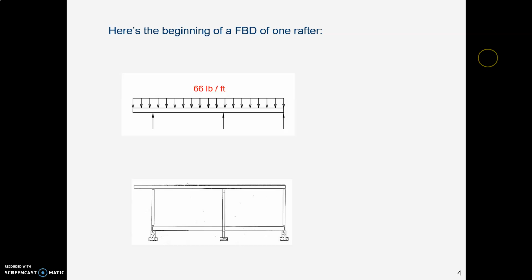So from that, we can now begin to draw a free body diagram for a rafter. And I made a symbol for a distributed load here on top, and I wrote 66 pounds per foot. That's the 66 pounds per lineal foot that is sitting on each rafter. And then I put an arrow for the reaction, one for the front wall, one for the roof beam, one for the back wall. So there's the start of our free body diagram. Now let's figure out how big those reactions are for the wall, the roof beam, and the wall. And to do that, we'll need to think about tributary area.